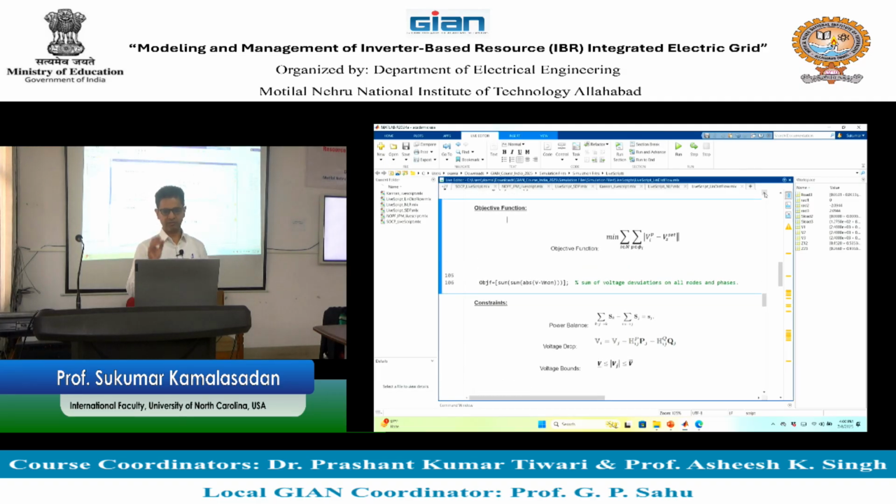So, what is the optimization that you can do? You can solve the optimization using an objective function. This is the objective function: the sum of voltage deviation of all the buses and phases. This equation is written here.